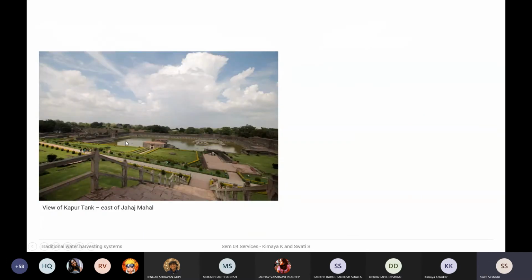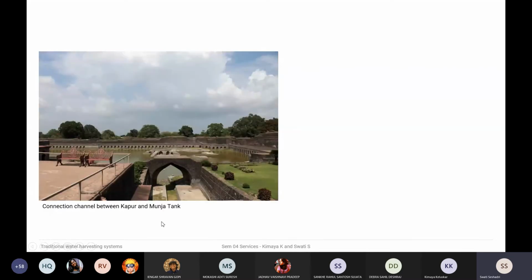The Kapoor tank is to the east, as I showed you in the plan, and the Munja tank is to the left. Interestingly enough, there is a connection between the two. This portion, which I'll show you in the next image, is a channel connected at a lower level, and whenever the water rises here, it is taken to the Munja side. The water here is being used and stored, but that side is the monsoon landscape, and that's when it rises. If the water levels here increase, then that level will rise.